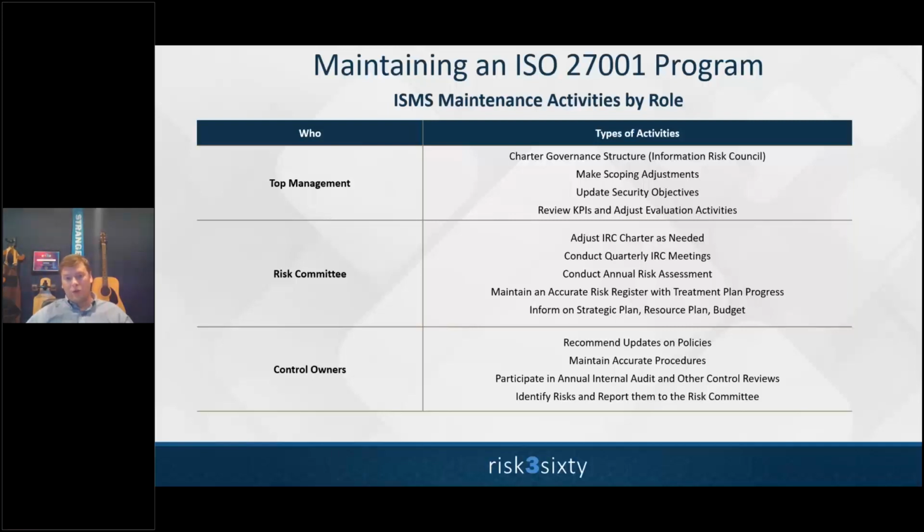The last thing control owners are going to do is identify risks and report them to the risk committee. So they are boots on the ground. They are the absolute front lines of security. They're running the controls that are meant to prevent incidents and protect the assets that are in scope, right? So it makes sense that control owners are going to have a lot of good input in terms of what risks are out there. So make sure that you're leveraging input from control owners to understand risks and report them to the risk committee and handle them accordingly.